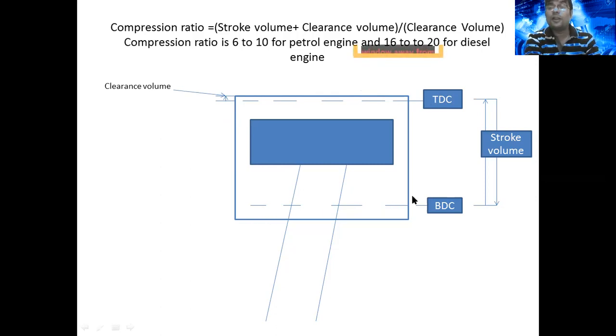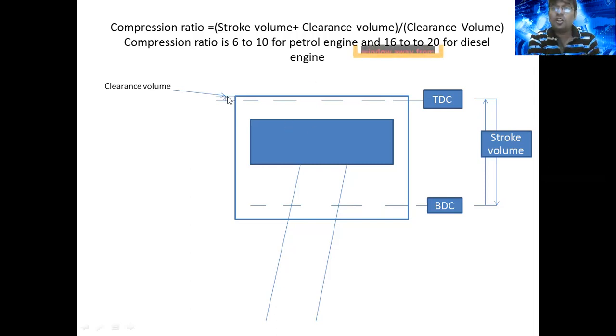The bottom point where the piston starts moving, which I have shown by the broken line at the bottom, is bottom dead center. So the distance from bottom dead center to top dead center is the stroke volume. What is stroke volume? Stroke volume is the total volume from the bottom dead center to the top dead center.